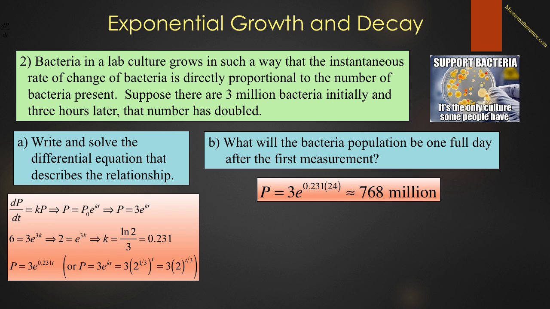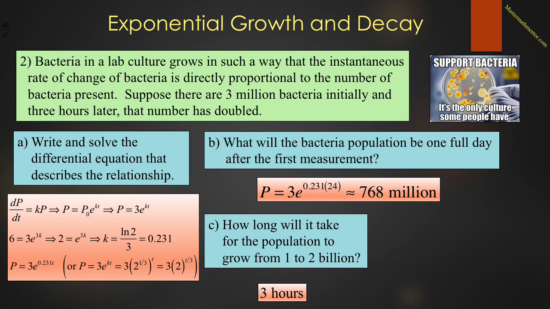Part B asks, what will the bacteria population be 1 full day after the first measurement? We simply plug in 24 into our equation and get P equals 3e to the 0.231 times 24. Since 0.231 is an approximation, we will get an answer of approximately 768 million. If we use the more elegant 3 times 2 raised to the t over 3, we would get exactly 768 million.